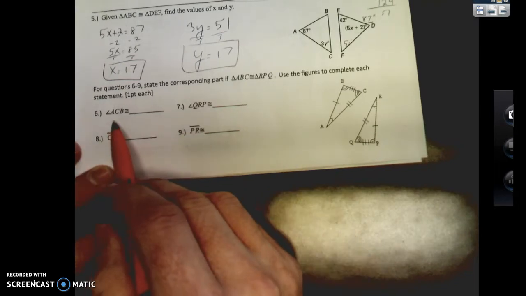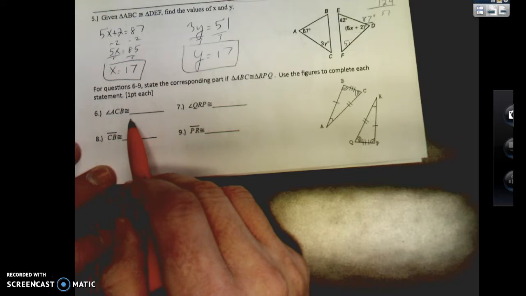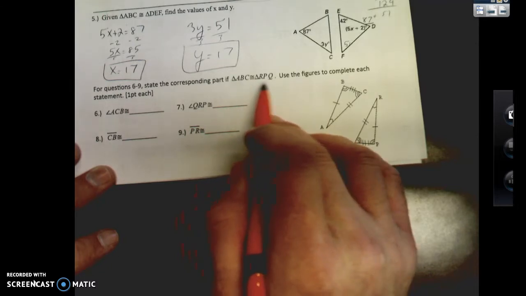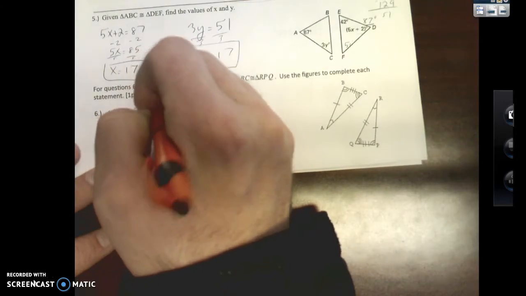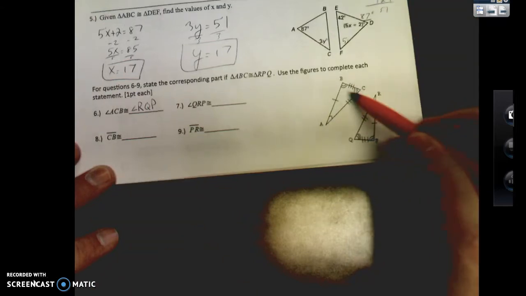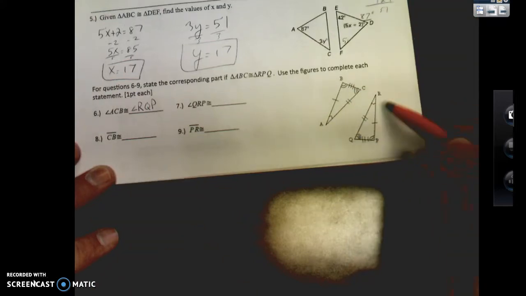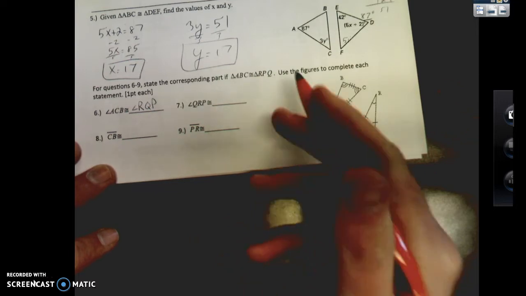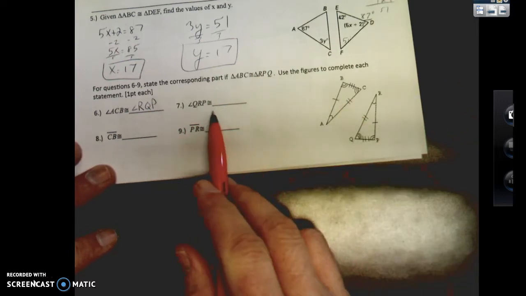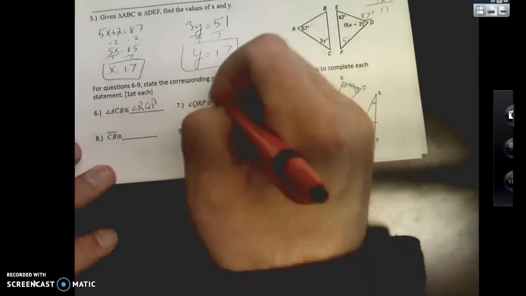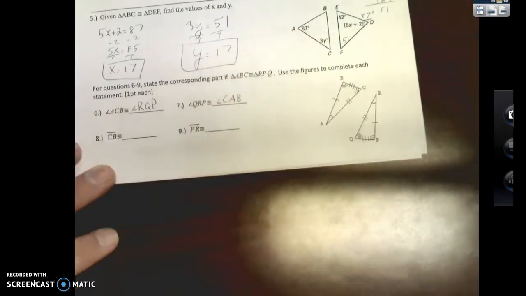Angle ACB is congruent to... A, C, B is 1, 3, 2. Come over here: 1, 3, 2 is R, Q, P. It is that easy. If you look at the picture, ACB is right here, which is the 3 marker one. The 3 marker one down here is, again, RQP. So it's up to you; you can use the picture or this, whatever. Angle QRP is 3, 1, 2, so it's CAB. Okay, perfect.